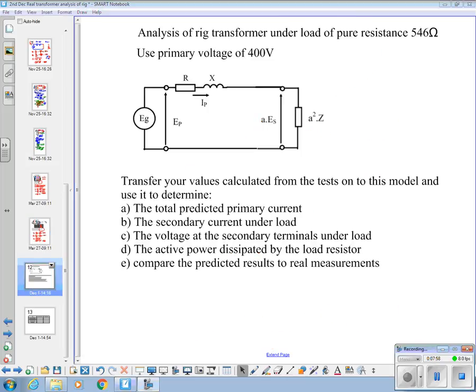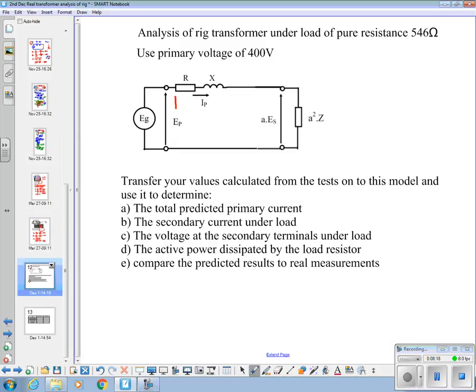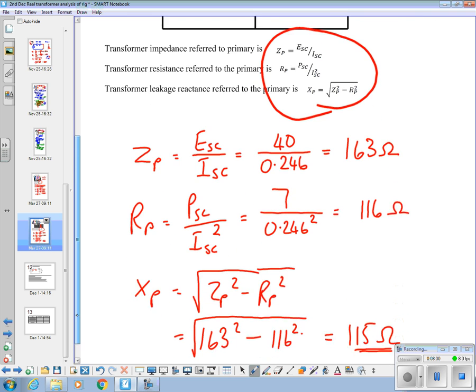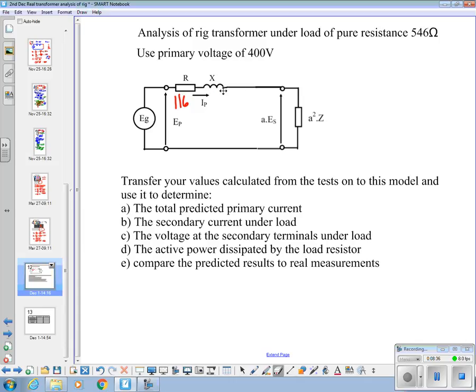So what we do now is transfer those values onto here. R was 100 and what? On the previous page. So 116 then. And X was 114, wasn't it? On mine, I better put what I got on mine. 116 and 115, yeah.